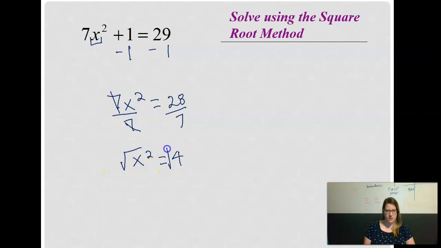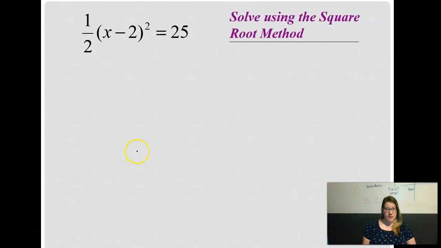So now we can take the square root. The square root of 4 is equal to 2, and it could be a positive 2 or a negative 2, since 2 times 2 is 4, and also negative 2 times negative 2 is 4.